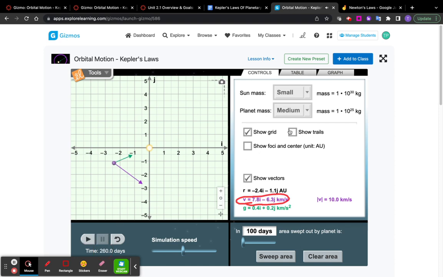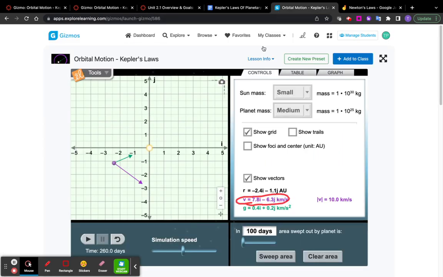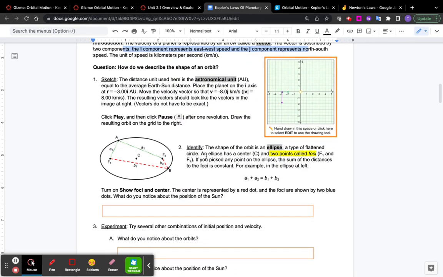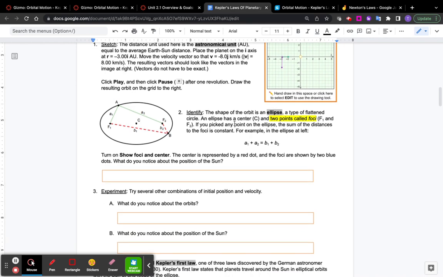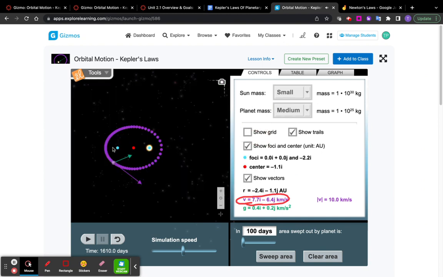All right. Then it tells us to press play and click pause after 1 revolution. Oh, I forgot to turn on the show trails. You should have these show trails on from previously. One revolution is done. And then it asks us a couple of questions about it. It says that the shape of the orbit is called an ellipse. Make sure you read all of this. And it says turn on show foci and center. Check that out. I'll turn the grid off for a second. This is the center of the orbit, and these are the two foci, and it's going to ask you a couple of questions about them.